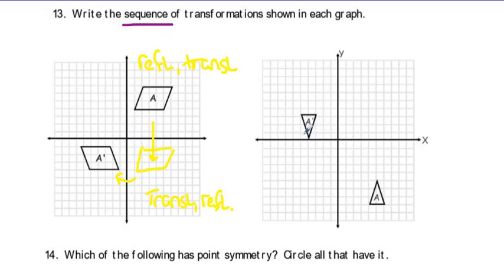Over here we went from this to this, and notice A prime is upside down. So I would venture to say, could it be a reflection? It could be a reflection. It would end up 1, 2, 3, 4, 5. 1, 2, 3, 4, 5. It would be upside down, so it could be a reflection.